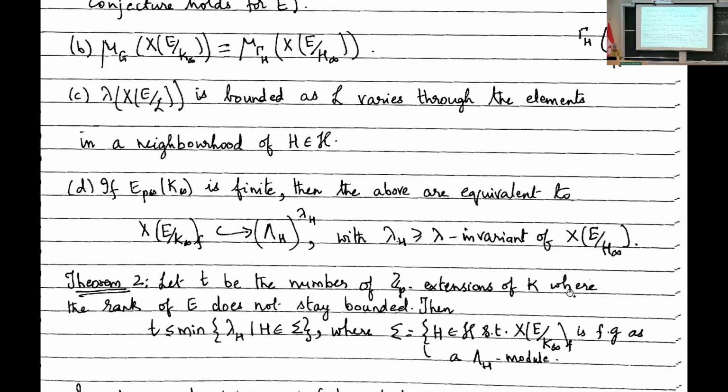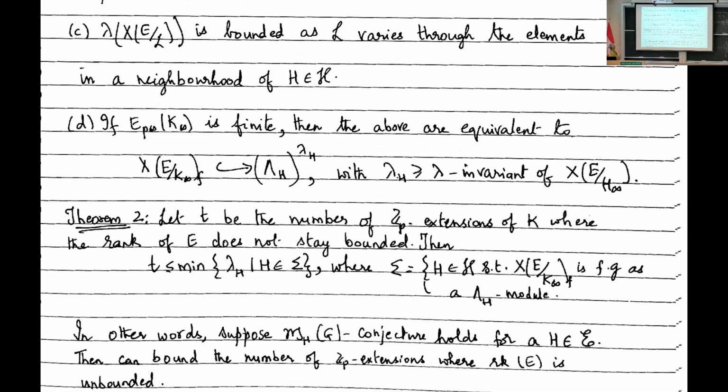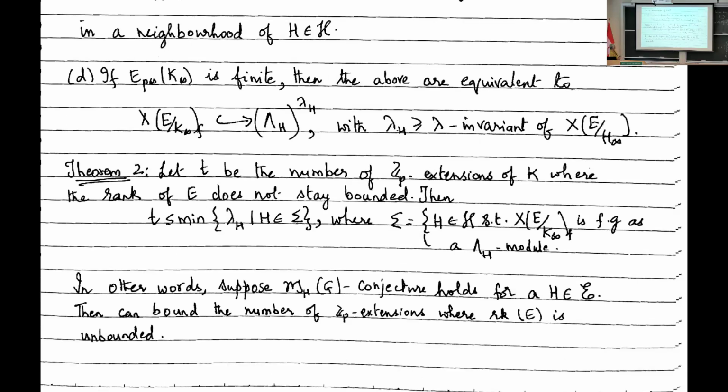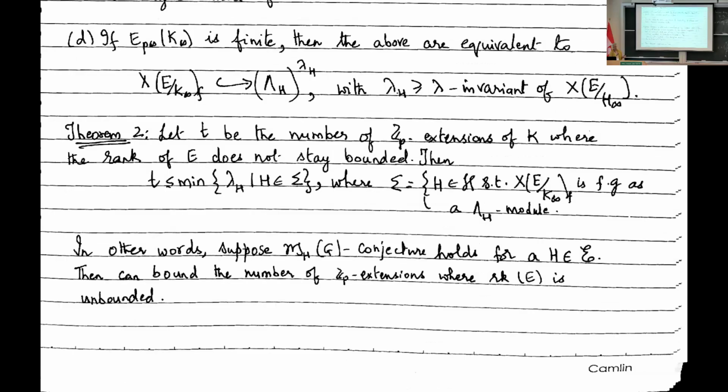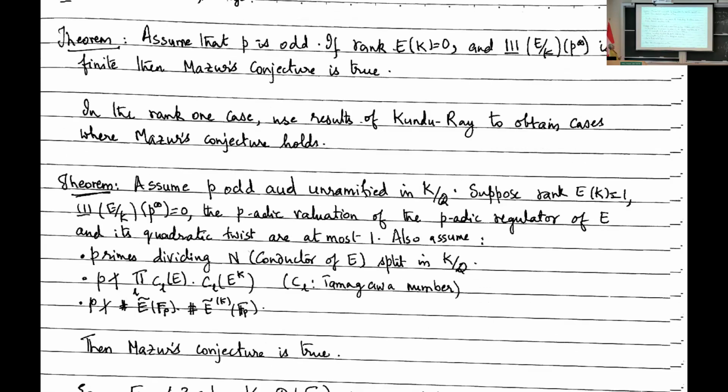And one of the consequences of this theorem is that it tells us the number of Zp extensions where the rank of the Mordell-Weil group as you climb up the tower does not stay bounded. And this is again phrased in terms of the MH(G) conjecture. So in other words, suppose the MH(G) conjecture holds for an element in this family of Zp extensions, then we can bound the number of Zp extensions where the rank is unbounded. So in this family, knowing information about one Zp extension, you try to get information about other intermediary Zp extensions.